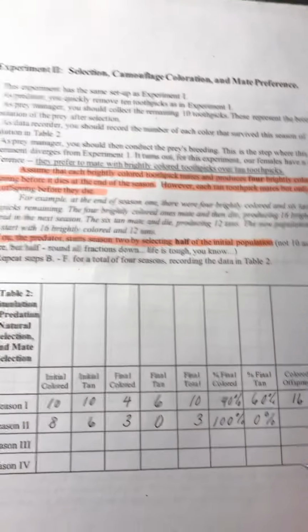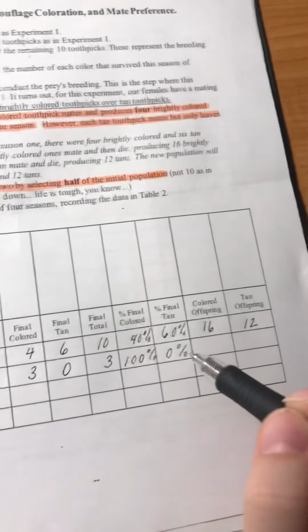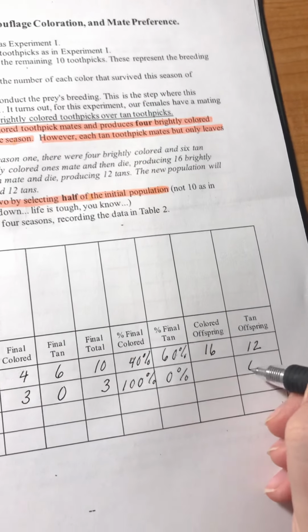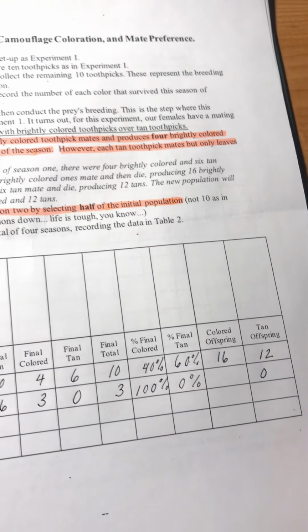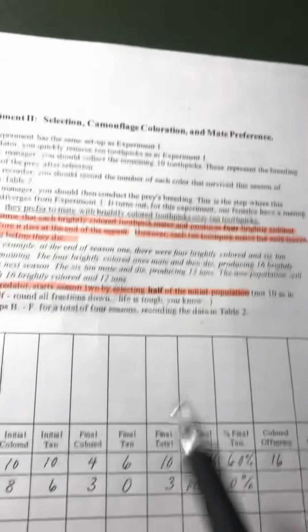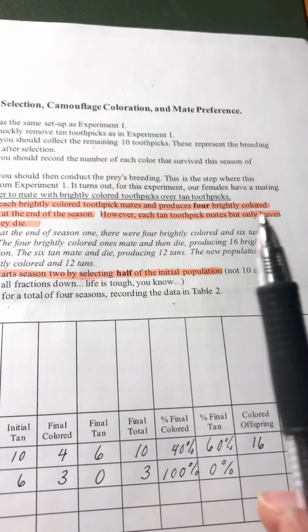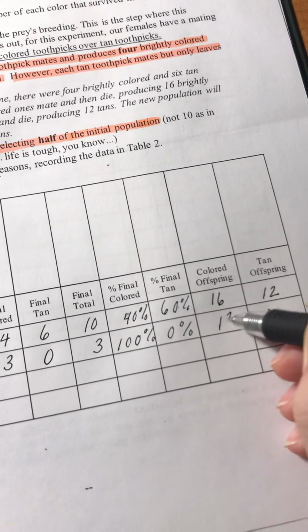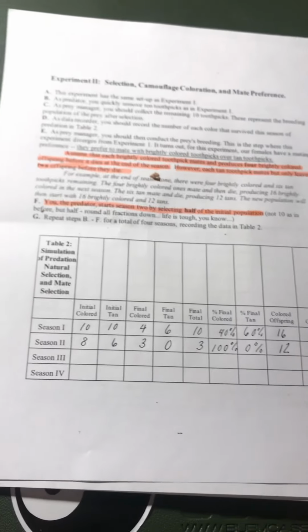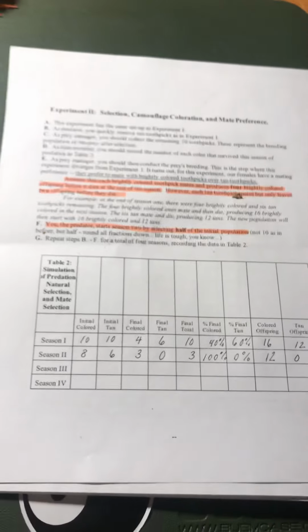So now, since we had 0 tan, they're not going to have any offspring, because when you double 0, it's just 0. But the colored of course, we remember produces 4 brightly colored offspring. So 3 times 4 is 12. So hopefully that makes sense to you guys, and you'll understand how these experiments work and how they're different.